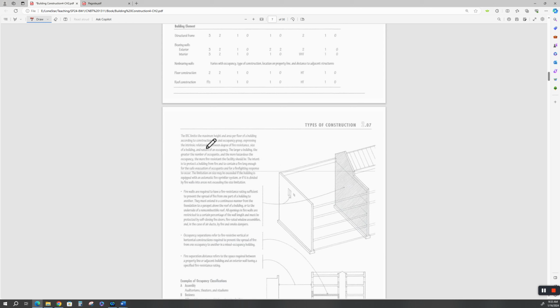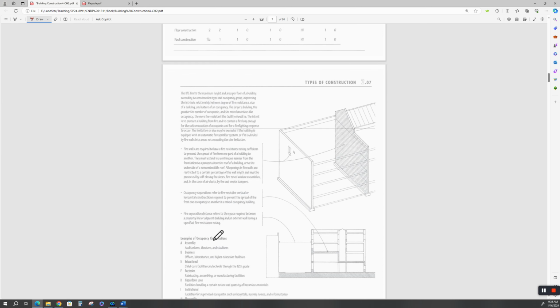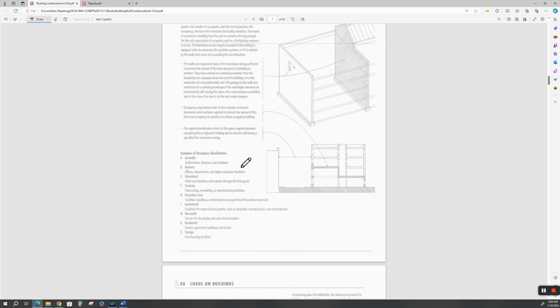All right. The IBC limits the maximum height per floor, firewalls, occupancy separations, fire separations. Like I say, I am not going to read this all to you. It's your responsibility to read this. Examples of occupancy classifications. A is assembly, which makes sense, auditoriums, theaters, and stadiums. B is businesses. E is educational. F is factories. Your site restraints we talked about for a factory.